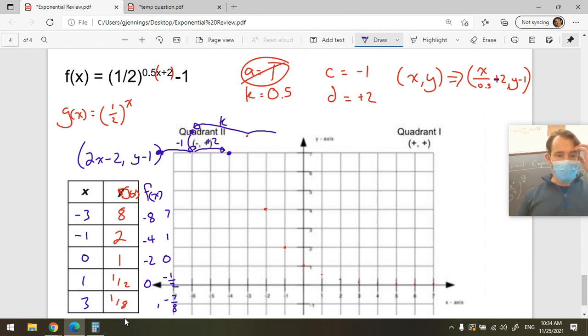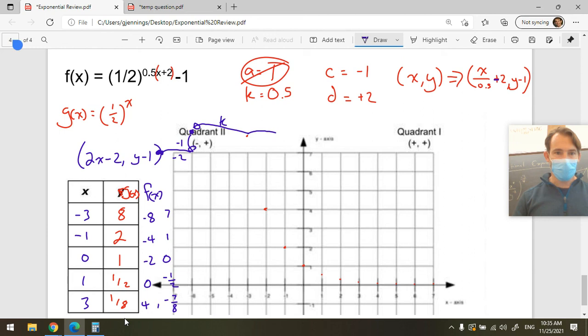And here, 3 times 2 is 6. 6 minus 2, 4. Now let's plot these. So now this one goes over here. And this is minus 2.